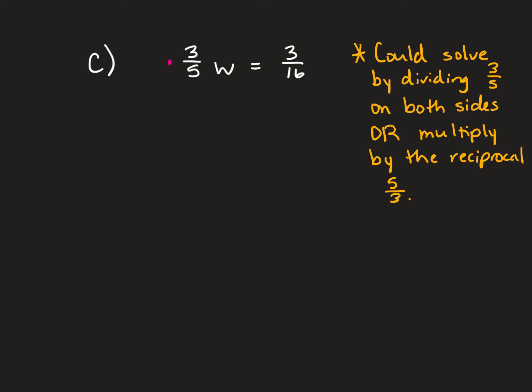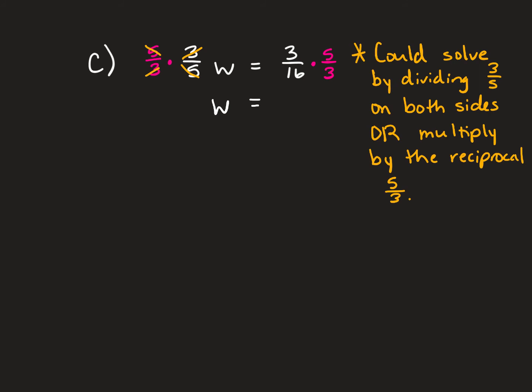Let's multiply by the flipped fraction of 3/5, which is 5/3. What we do to one side, we'll do to the other. Of course, when you multiply by the reciprocal, here's what happens. The 5s will cross cancel. They'll both divide by 5, so that would be 1. The 3s will cross cancel. They'll both divide by 3, so that would be 1. And we just get w by itself on the left side.